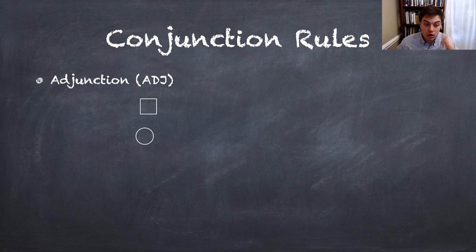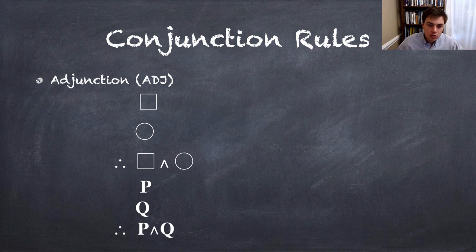The introduction rule, as it's sometimes called, for conjunction is what's known as adjunction, or abbreviated ADJ. And adjunction tells us that if we have box on a line and then circle on another line, we can validly infer box conjunction circle, or box and circle. So if you have P on a line and you have Q on a line, you can cite ADJ and conclude that P and Q.